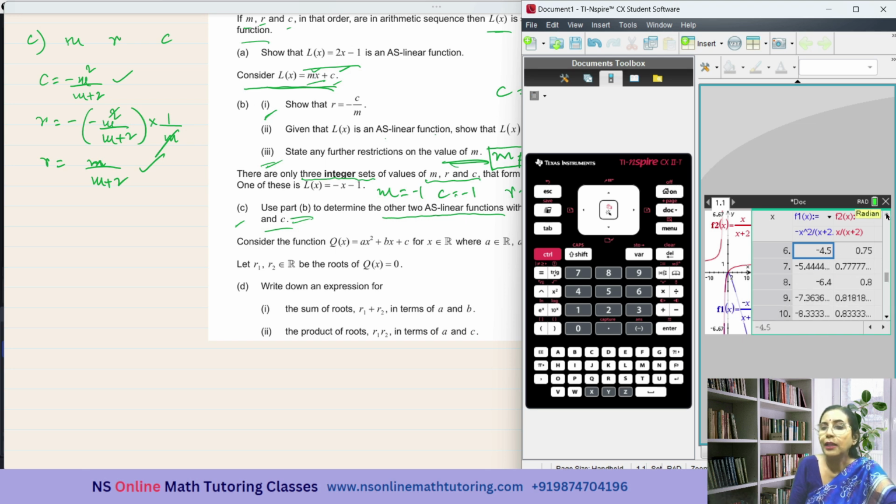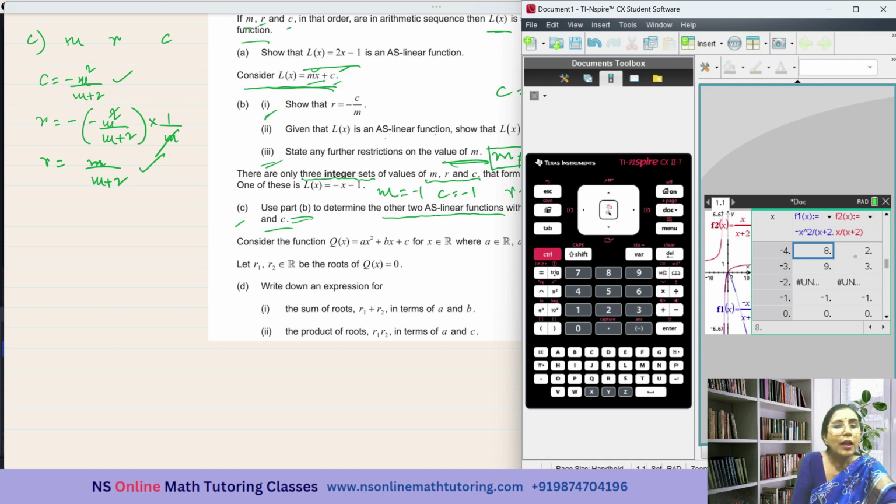Let me go to the negative side. Let me see. No, no. -1, -1, -1. Okay. You see, when x is equal to -3, that means m is equal to -3, the c value is equal to 9, and the r value is equal to 3. When m is equal to -4, c is equal to 8, and r is equal to 2. So we have to give the two cases.